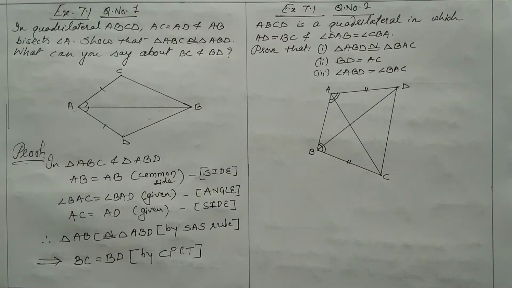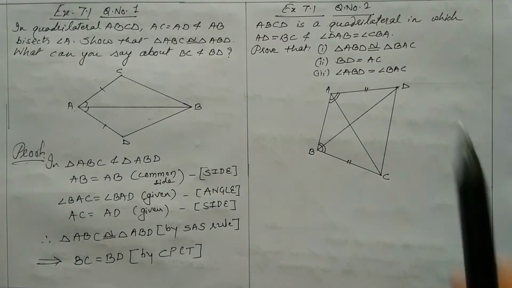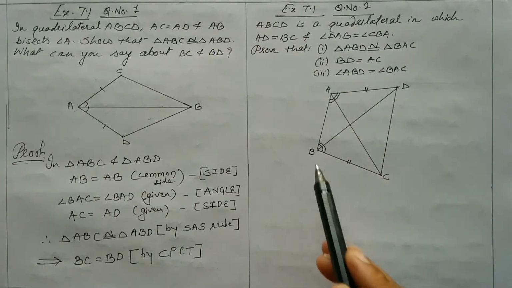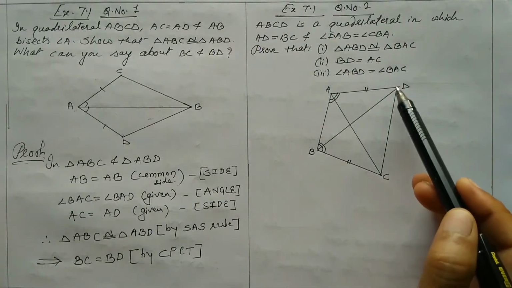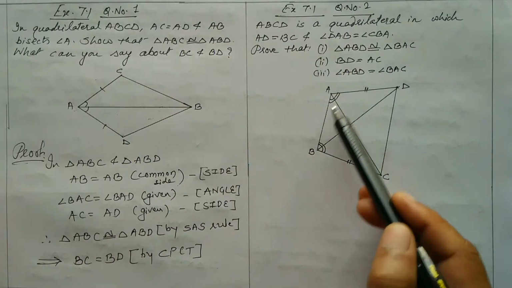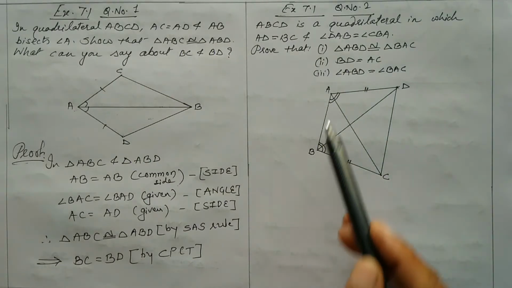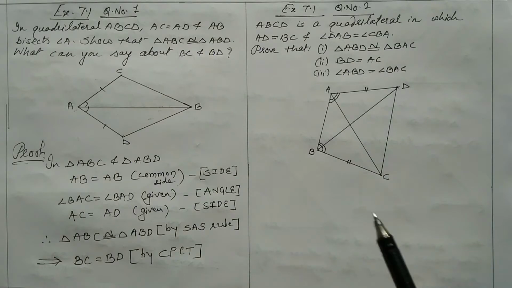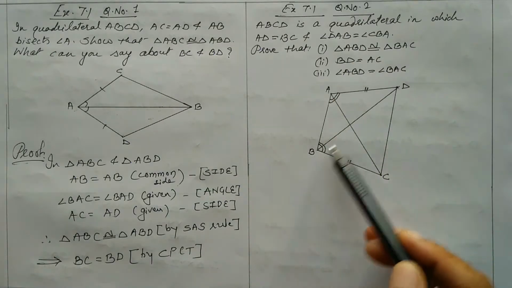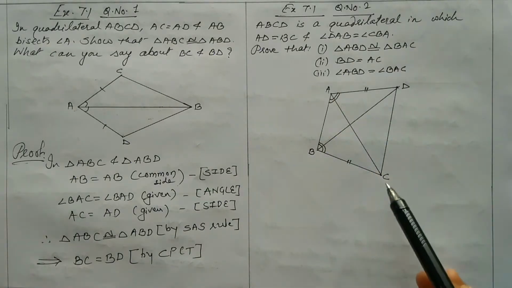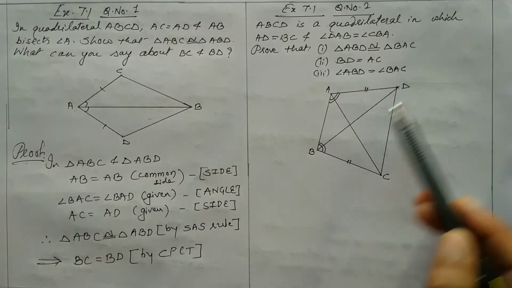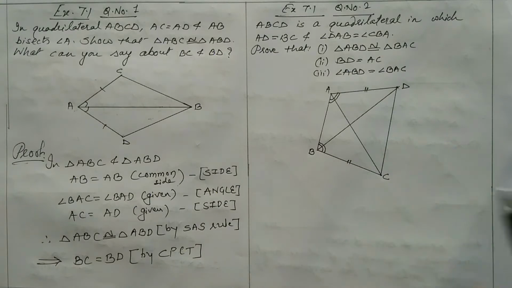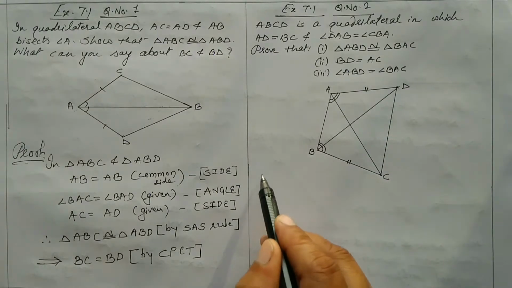Let us see question number 2. Here also ABCD is a quadrilateral in which AD is equal to BC. See the identical markings. And angle DAB is equal to angle CBA. Then you have to prove these three parts. Triangle ABD is congruent to BAC. Then BD is equal to AC, and angle ABD is equal to angle BAC. Let us see the proof of this.